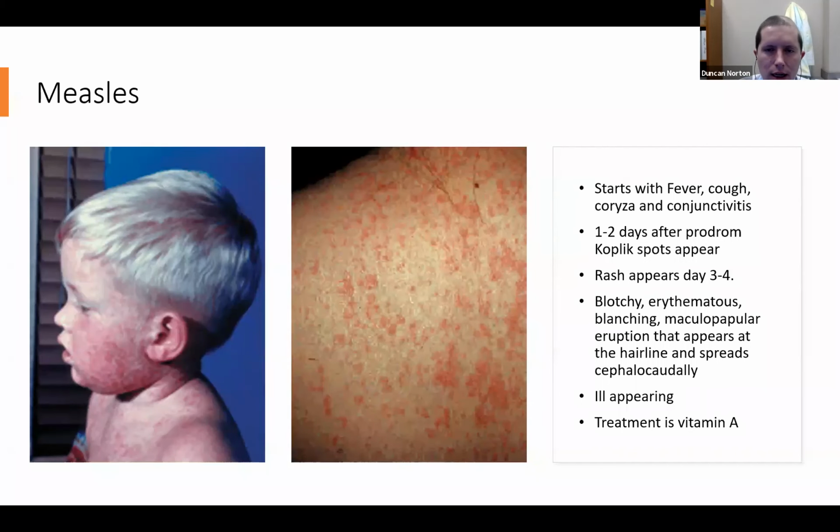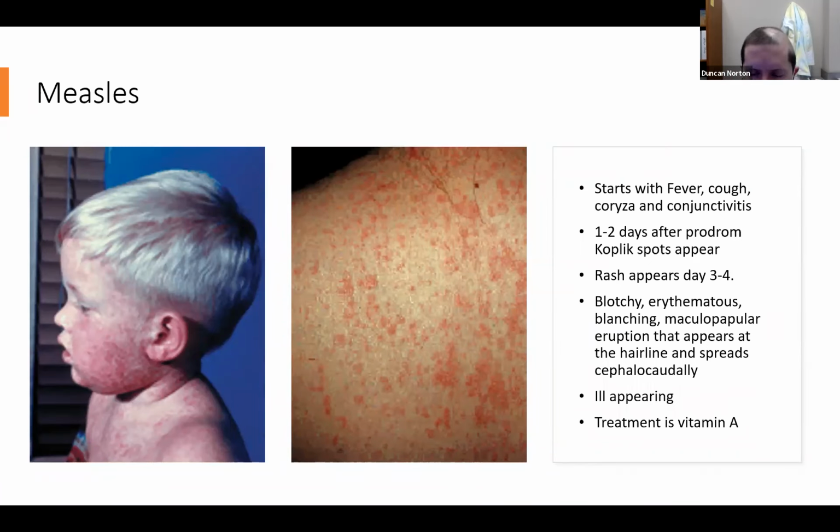First one is measles. Measles starts with the classic triad of fever, cough, coryza. You have conjunctivitis. 1 to 2 days at the start of the illness, right at the prodrome, you're going to see the classic Koplik spots, which are these little bluish spots on the buccal membranes of the cheeks. So you've got to look inside of there. The rash appears 3 to 4 days into the illness, is very blotchy, and is going to be extremely erythematous. It blanches. It starts typically on the face at the hairline and then spreads downwards.